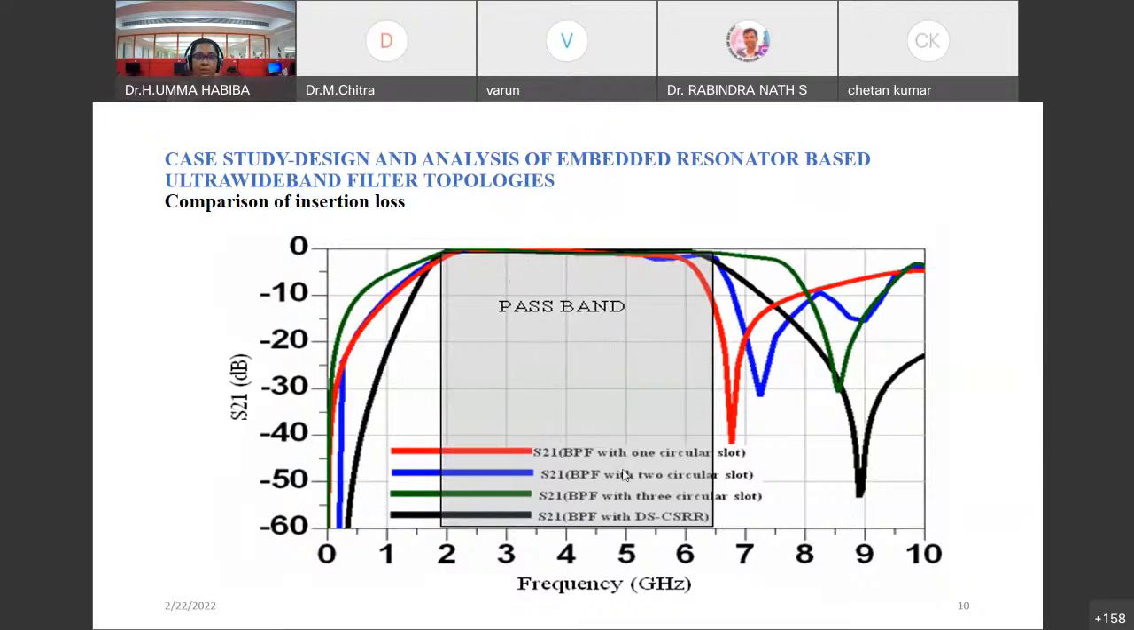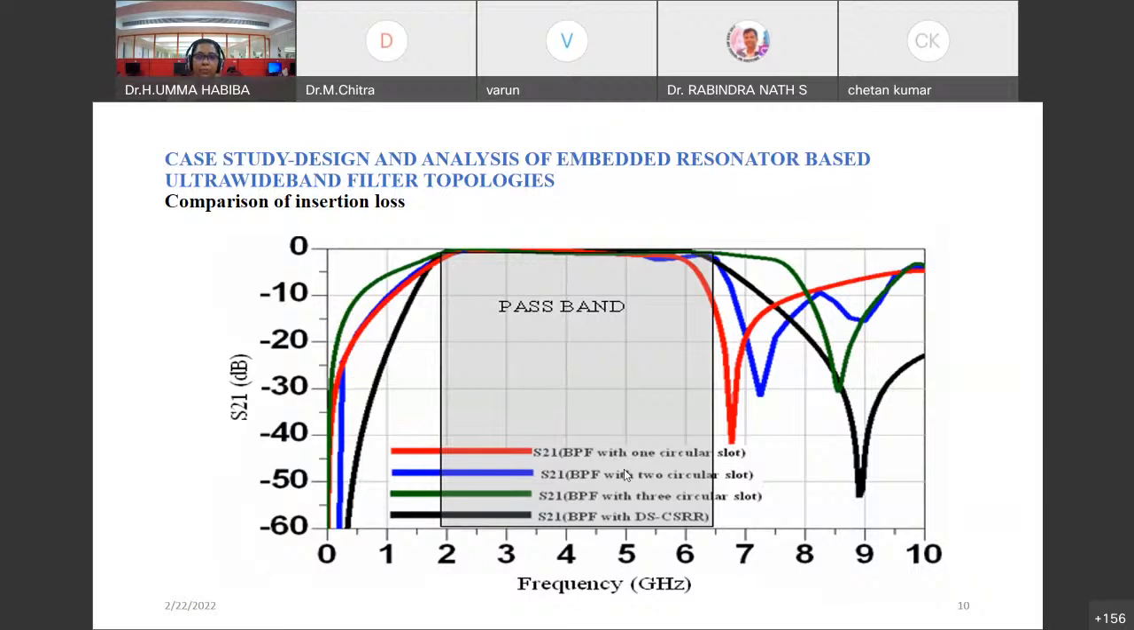And again, when you come to my case study, that is the design and analysis of embedded resonator-based ultra-wideband filter topologies, I have designed one filter. Just in the previous session, Dr. Yusuf said the importance of a literature review, and even in a literature review, we can do some analysis and some synthesis. It is very useful for starting your design, starting your research. It is very true. When I was doing my PhD, I did the same.